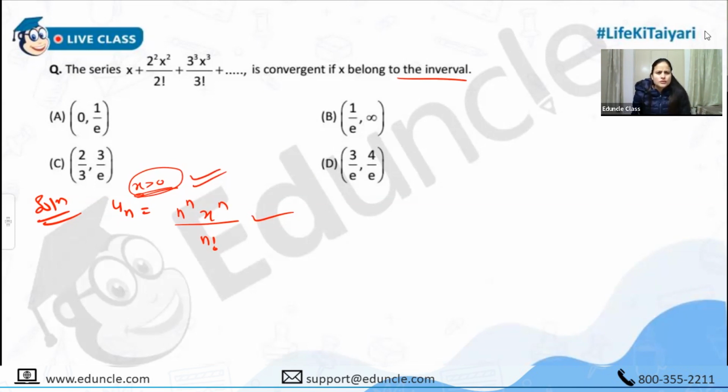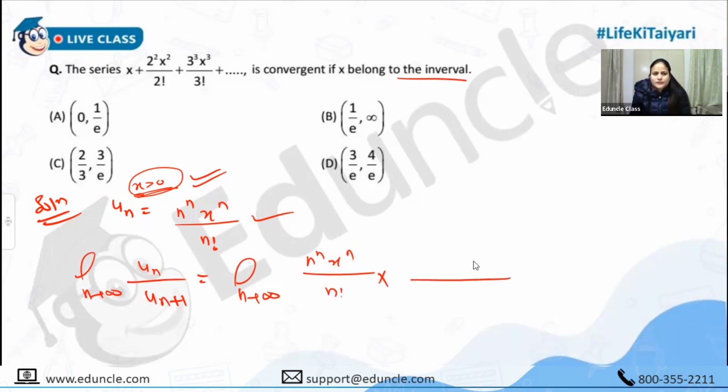Pratiksha is saying A option. Okay, let's have a look. So I am applying here ratio test. So un divided by un plus 1, limit n tending to infinity. The nth term is n raised to n x raised to n upon n factorial, and the n plus 1th term is n plus 1 raised to n plus 1 x raised to n plus 1, multiplied by n plus 1 factorial. So look at x raised to n, it cancels out, leaving 1 upon x.